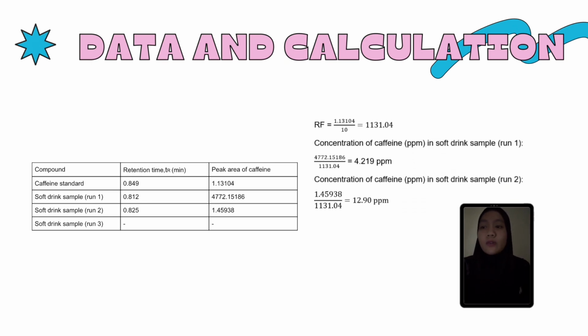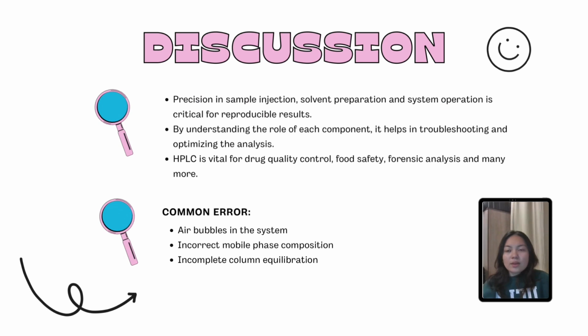And for the concentration of caffeine in the soft drink sample 1:1, the peak area of caffeine divided by the response factor, and we got 4.219 ppm. As for the soft drink sample 1:2, we divide the peak area of caffeine by the response factor, and we got the answer 12.90 ppm.